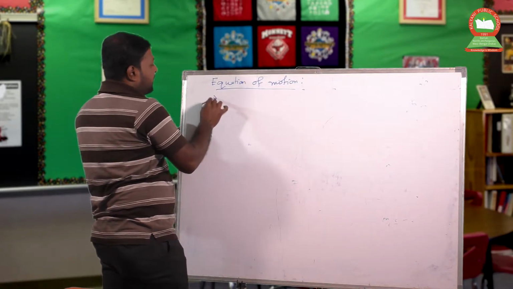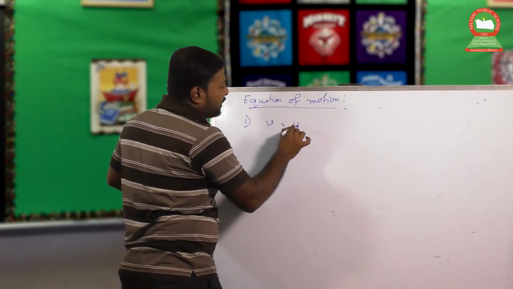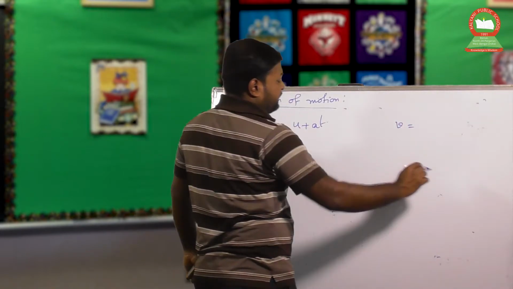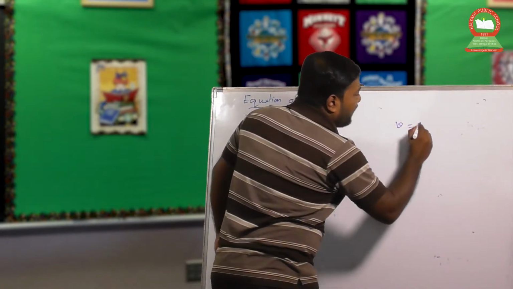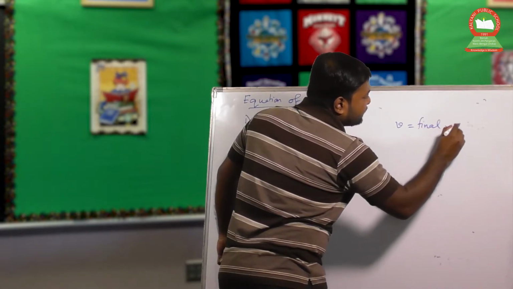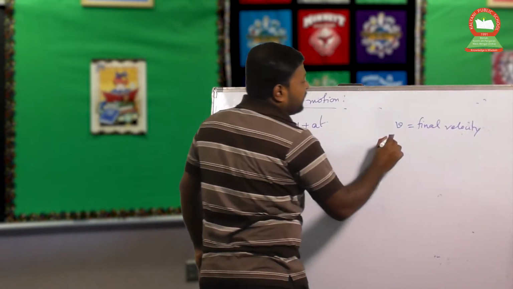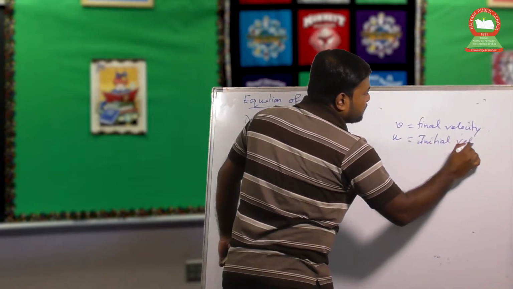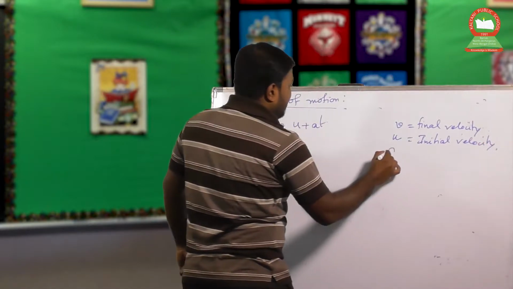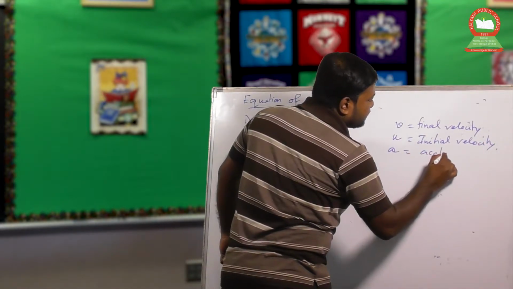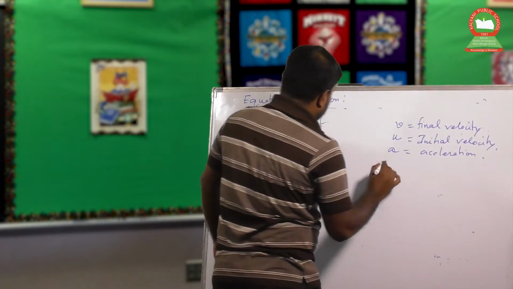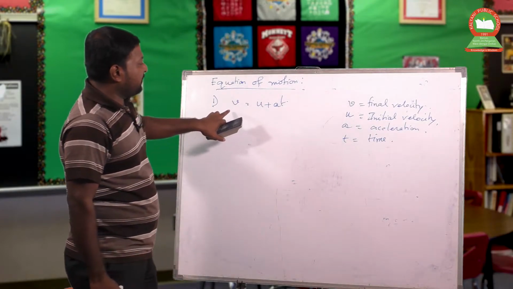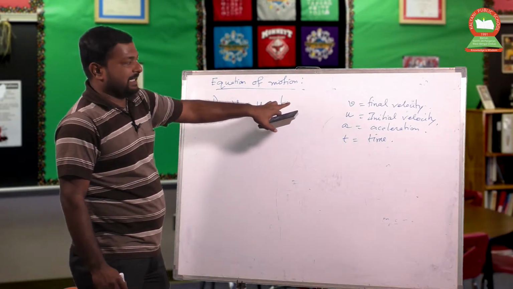What are those? Number 1, V equal to U plus AT. What is V? V is final velocity. U is initial velocity. A is acceleration. T is time. So this is the first equation which relate V, U, A and T.